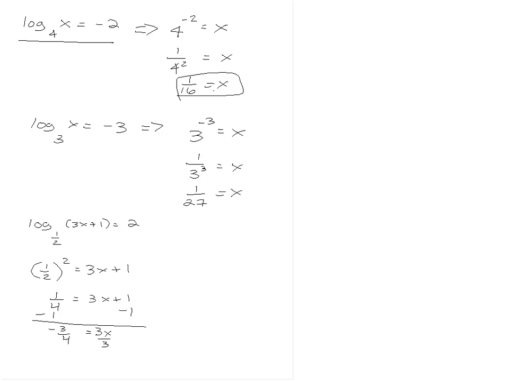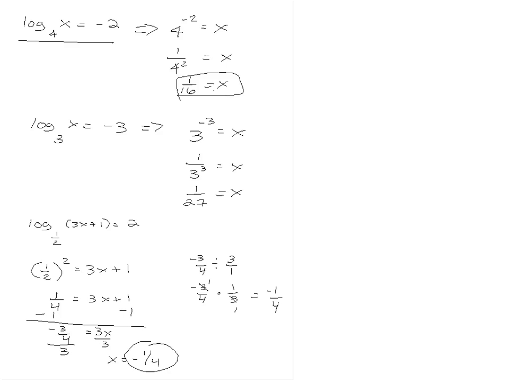Divide by 3. Now stop and think about it. That is negative 3/4 divided by 3, which is negative 3/4 times the reciprocal. That cancels out, and I get negative 1/4. So x equals negative 1/4. We solved it.